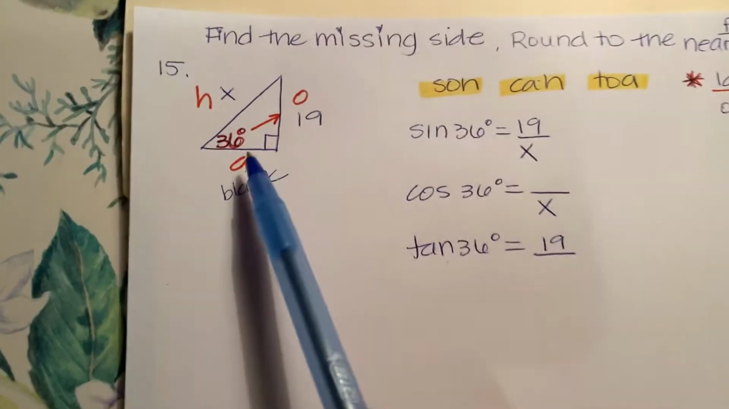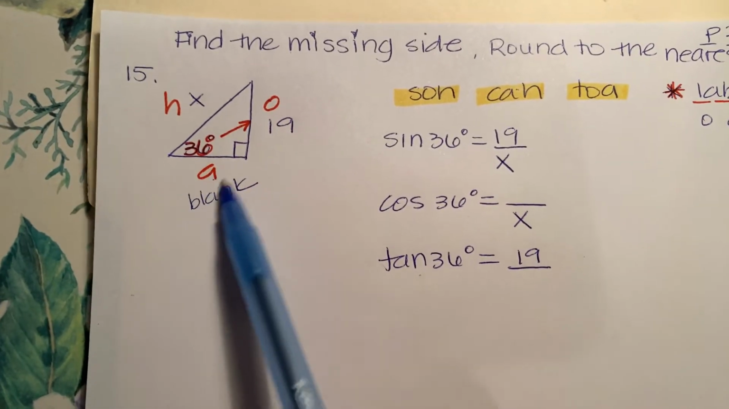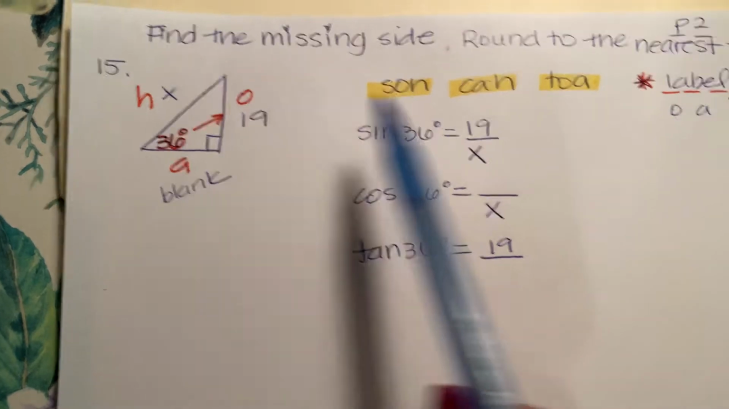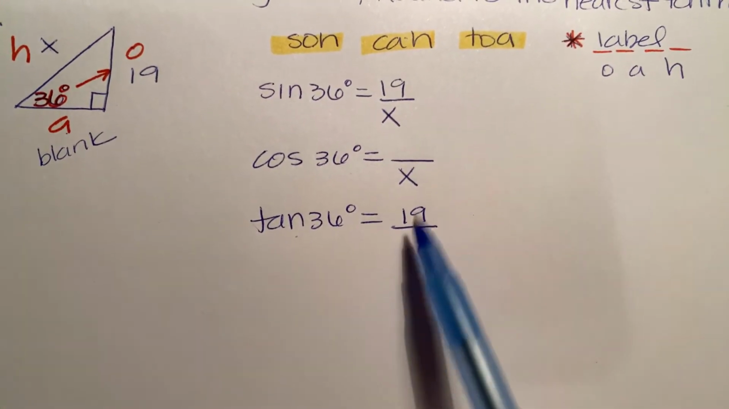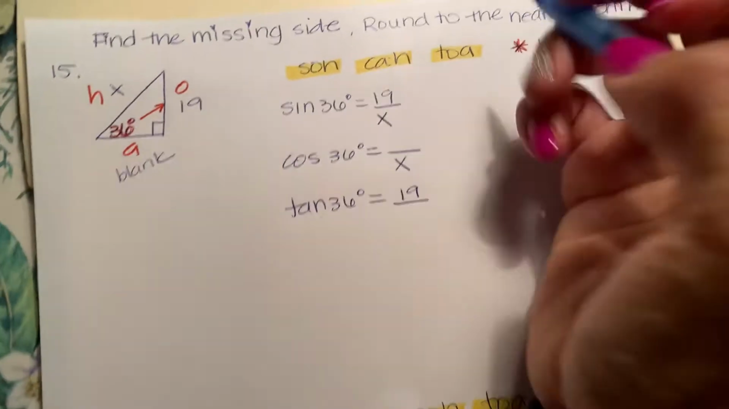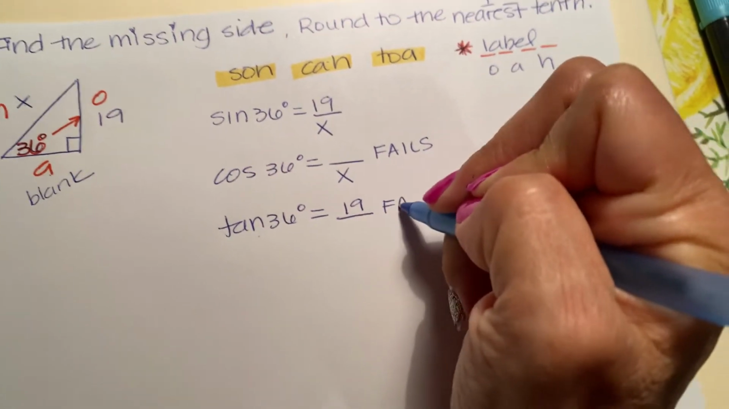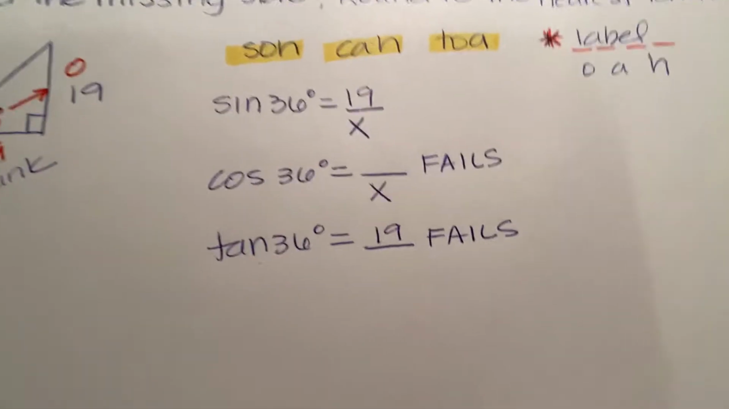Okay, so notice the original problem has nothing here. This has a 19, this has an X, this has nothing. You cannot put nothing into the calculator. And so cosine fails and tangent fails. You cannot get it into the calculator.